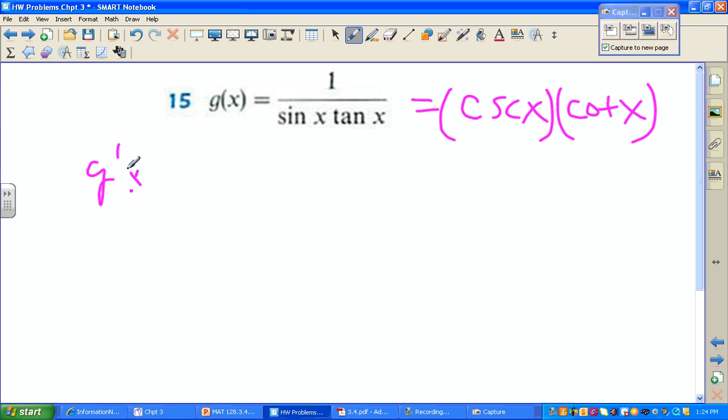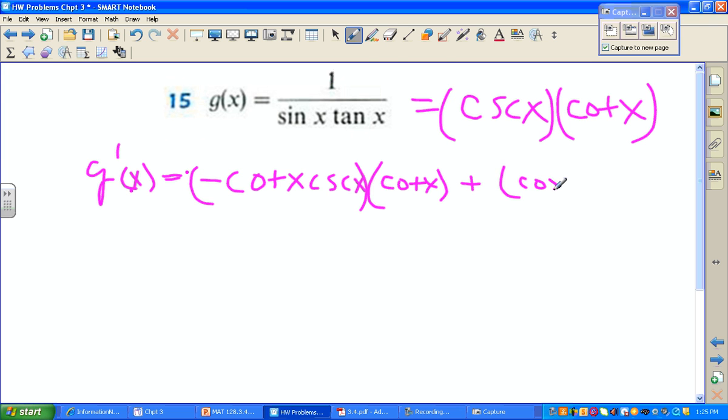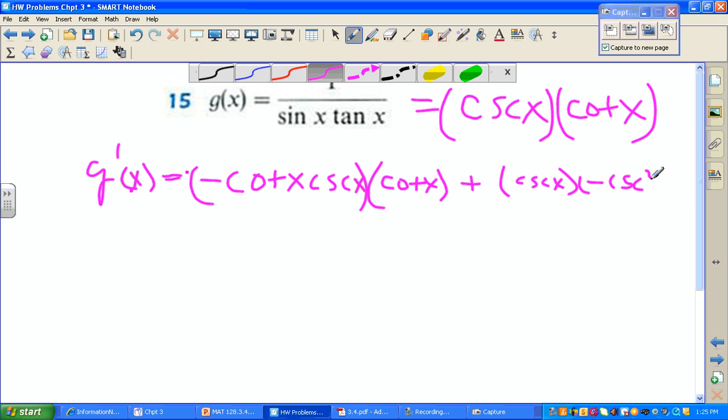So I have g prime of x. What's the derivative of cosecant? Negative cotangent of x, cosecant of x. And you multiply that by the second one, which is cotangent of x. And plus, the product rule is you always add. And what's the derivative of cotangent? Yeah, negative cosecant squared of x. Pretty nifty. You can factor a cosecant out of both of them.